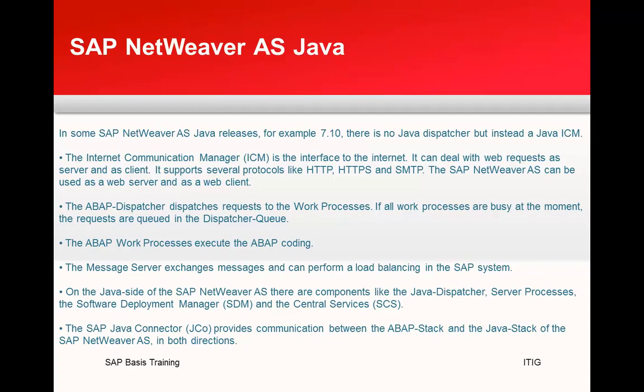On the Java side of SAP NetWeaver AS, there are components like the Java dispatcher, the server processes, the software deployment manager, that is SDM, and SCS, which is the central services. Then JCo, which we just saw, is for connecting the ABAP stack to the Java stack.